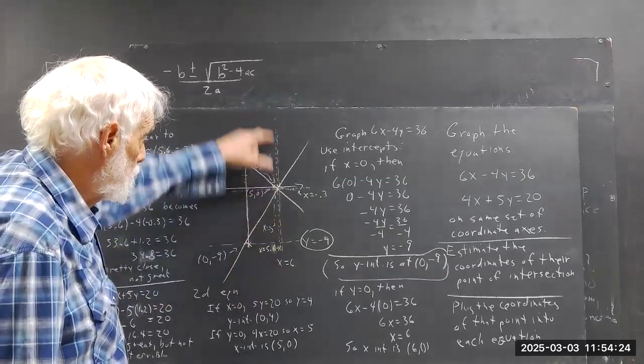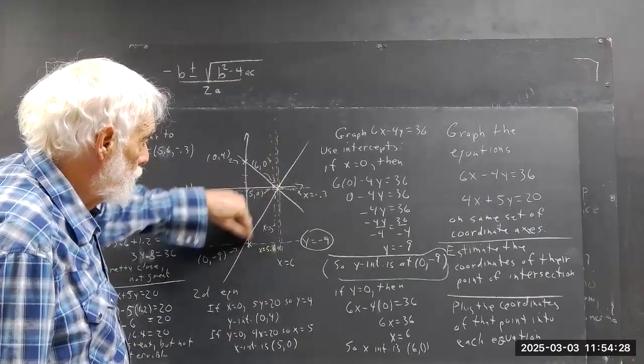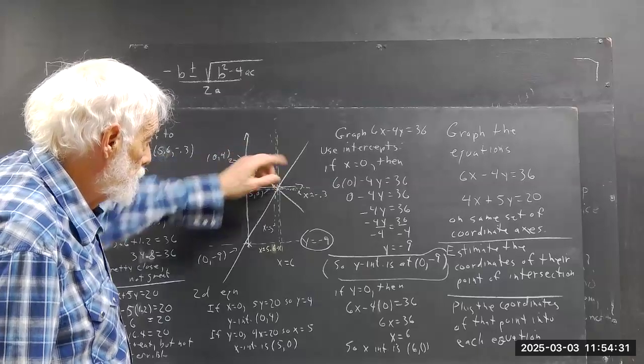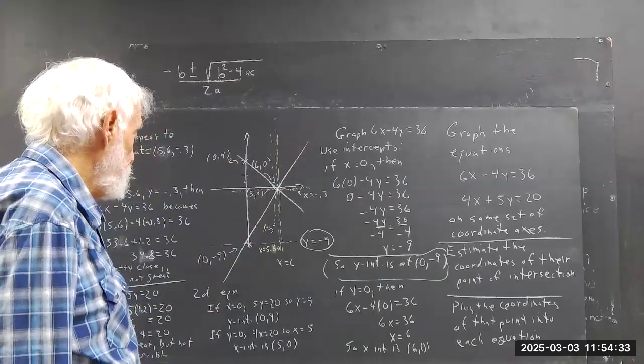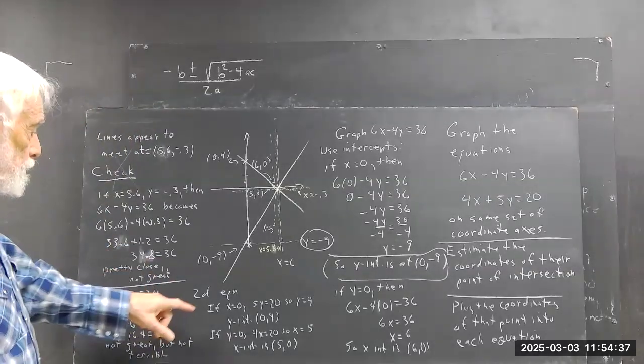I drew a vertical line corresponding to x equals 6 here. And then here's the y-intercept. Here's the x-intercept of the first line. Now we do the same thing for the second line. I did it more briefly.